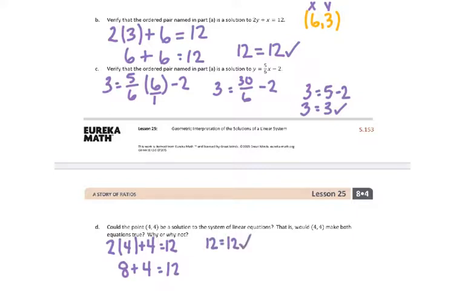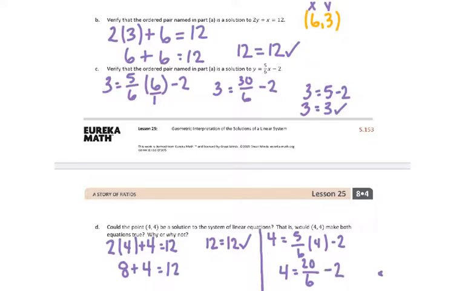So that could be a solution to that equation, but we need to be sure that it's also a solution to the other equation. So I'm going to plug 4 in for y. So 4 equals 5/6 times 4, minus 2. So now I have 4 equals 20 over 6, minus 2.